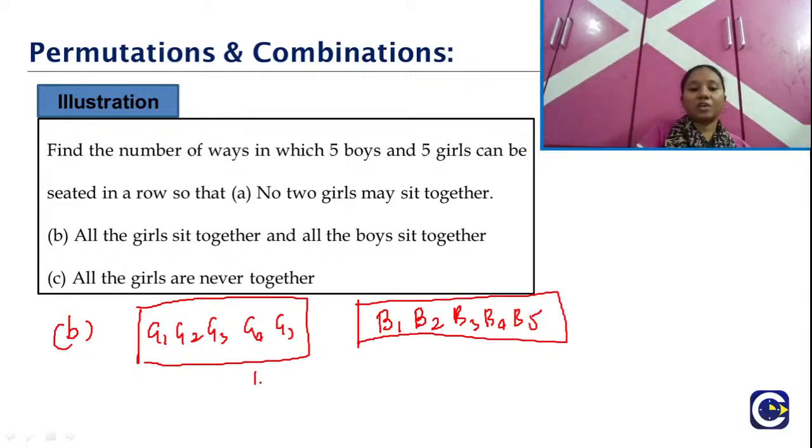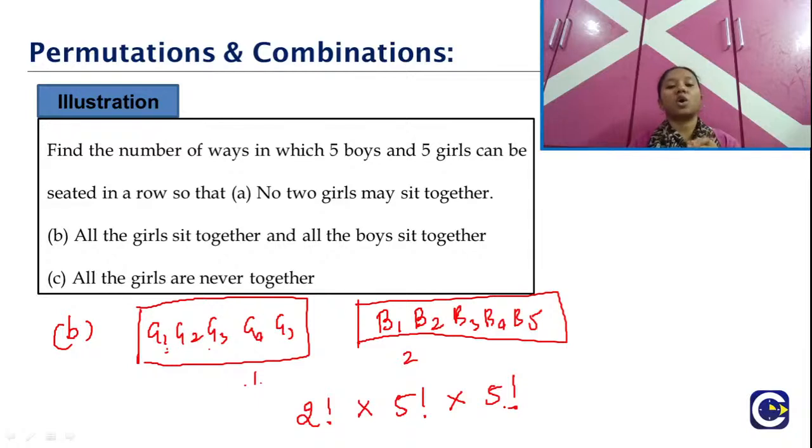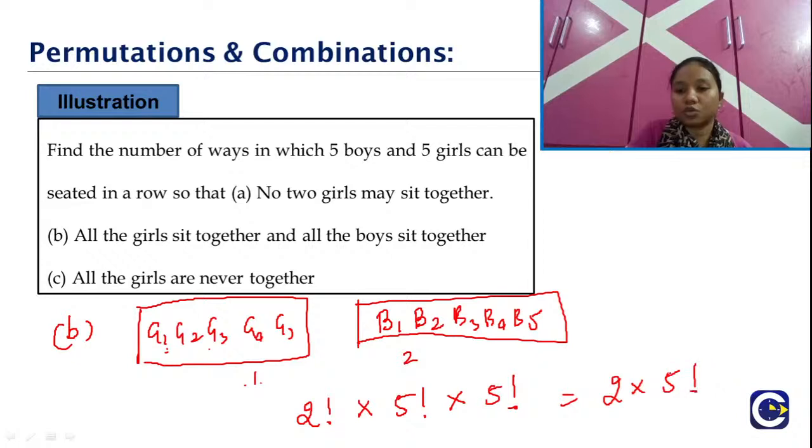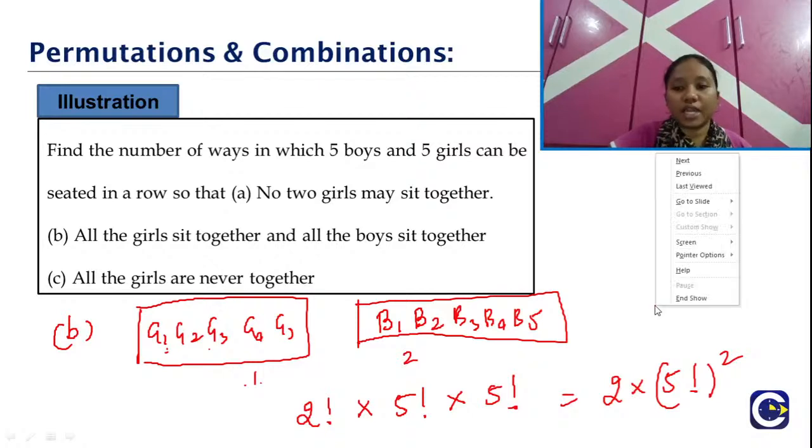So how many ways are we having? 1 and 2. That means these two boxes will be arranged in 2 factorial ways. And inside, the 5 girls can also be rearranged. That means 5 girls are there, they will be arranged in 5 factorial ways. Similarly here 5 boys are there, they can be arranged in 5 factorial ways. So the total number of ways in which we can arrange so that all the girls sit together as well as all the boys sit together is 2 into 5 factorial square.